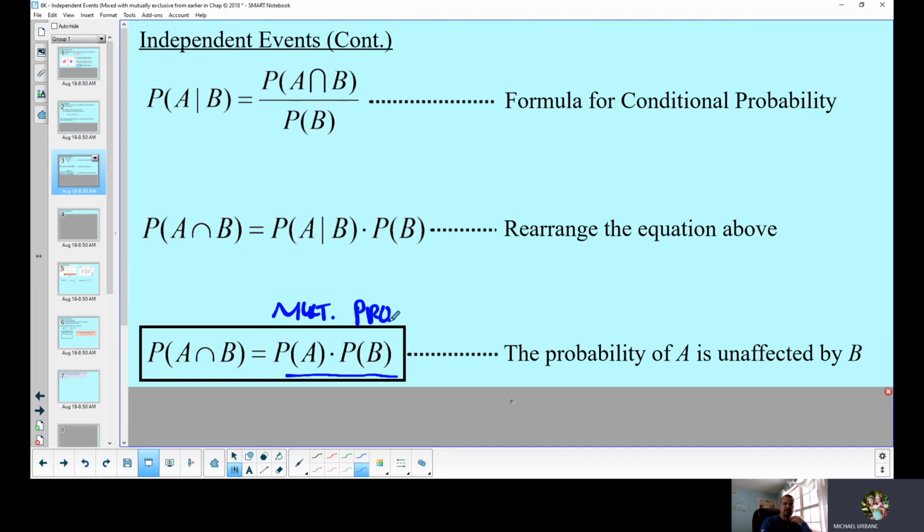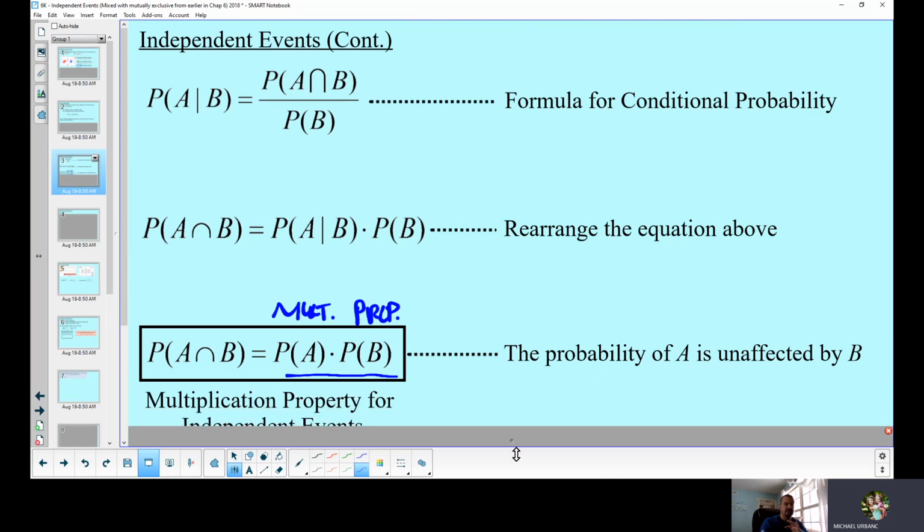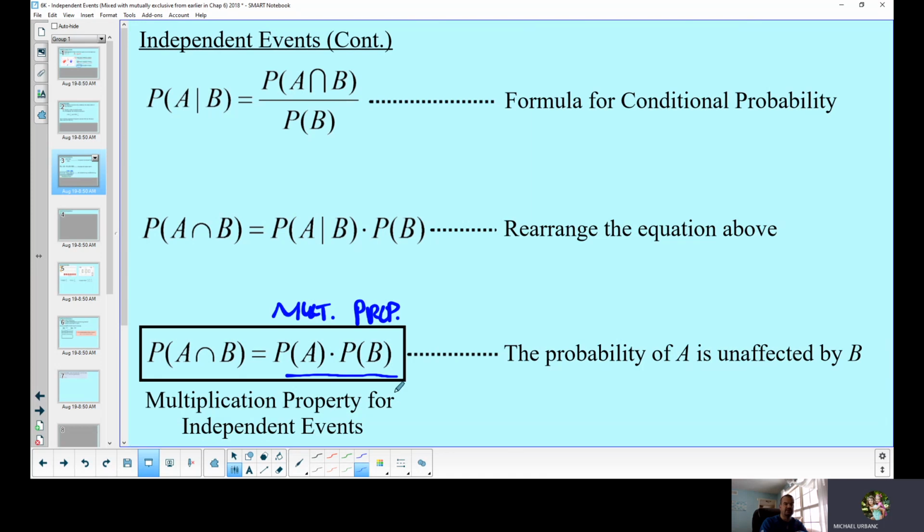So I'll write multiplication property here. And it only works for independent events. So the probability of A has no impact on B. So they call this the multiplication property for independent events. So I'll pause for a second.